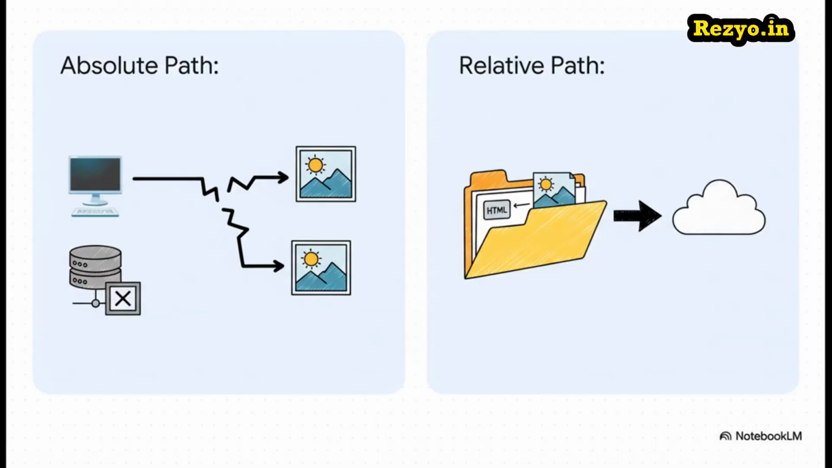Oh, and here's another classic mistake, using an absolute file path for an image. That path only works on your one specific computer. The moment you upload that to a web server or send it to your teacher, the image is going to be broken. You have to use a relative path, which just tells the browser where the image is in relation to the HTML file itself. That way it'll work anywhere.